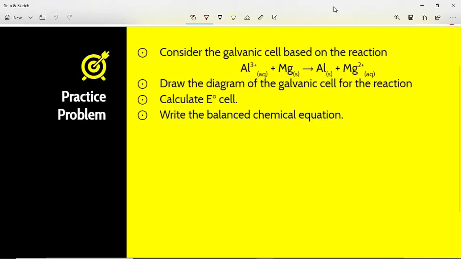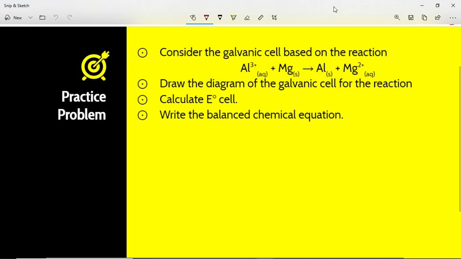Let's go ahead and consider the galvanic cell based on the reaction that is given here. We've got Al³⁺ plus Mg solid yields Al and Mg²⁺. We're going to draw the galvanic cell for the reaction, calculate the electrical potential E for the cell, and then write the balanced chemical equation here, because again, charges here are not balanced.